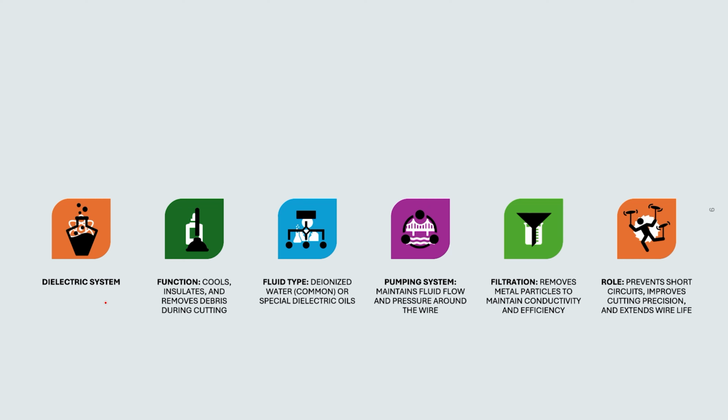And here are the functions and details of the dielectric system. The function of a dielectric system is to cool, insulate and remove the debris during cutting, because it is a high heat process. The fluid type is deionized water, which is most commonly used, and in some cases kerosene and other oils are also used. The pumping system mainly consists of a filter, to remove the debris, and its role is to prevent short circuits.